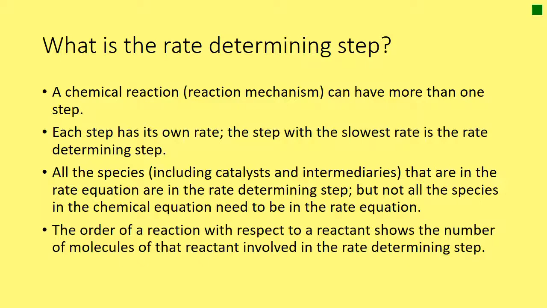Now, all the species, including catalysts and any intermediates that might be in the reaction steps but not appear in the equation, all the species that are in the rate equation are in the rate determining step. So if they are in the rate determining step, that means by definition that they're in the rate equation. However, not all the species in the chemical equation need to be in the rate equation, i.e. if there's something in the chemical equation that's not in the rate limiting step, then it's not in the rate equation.